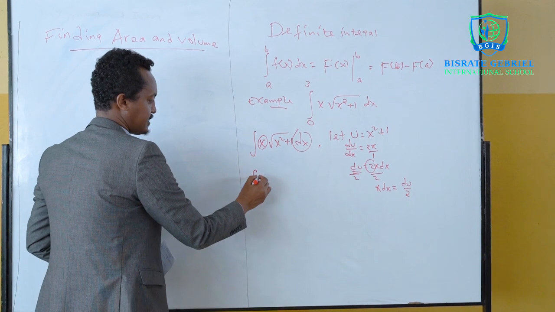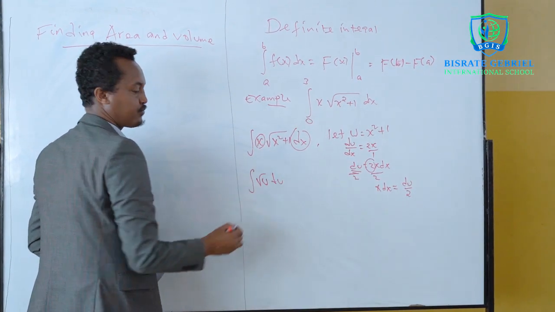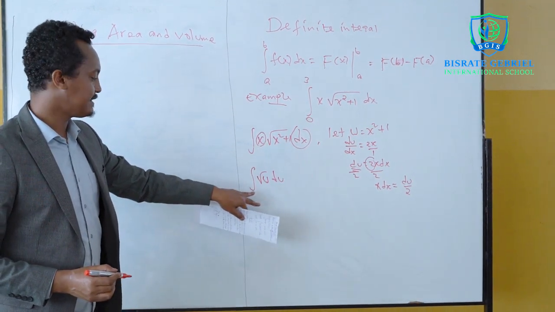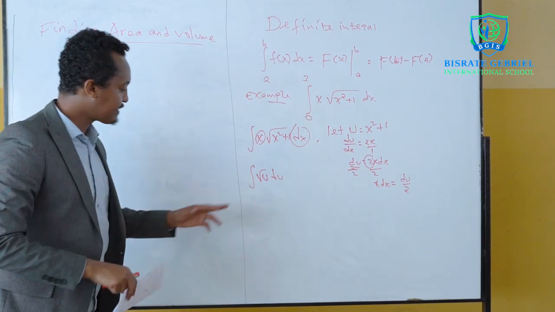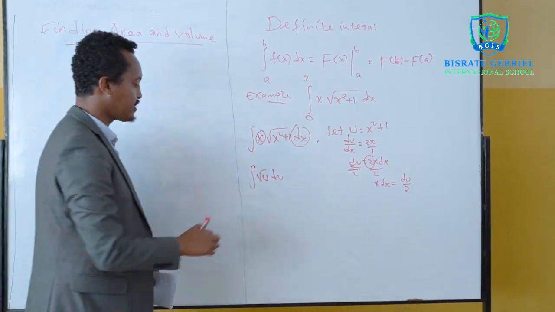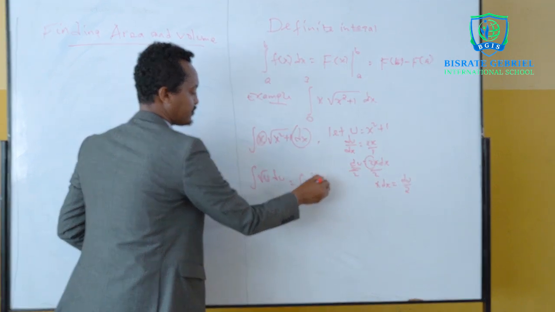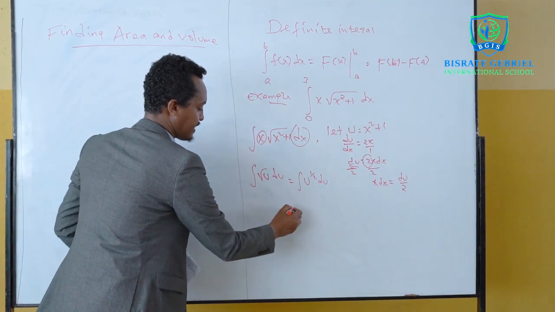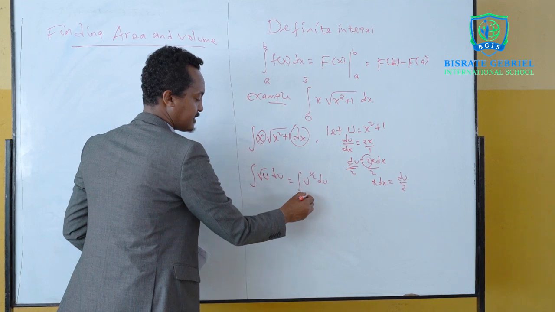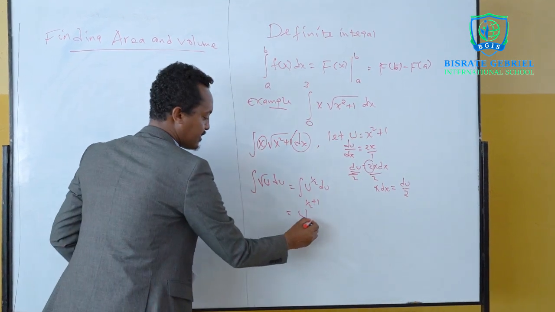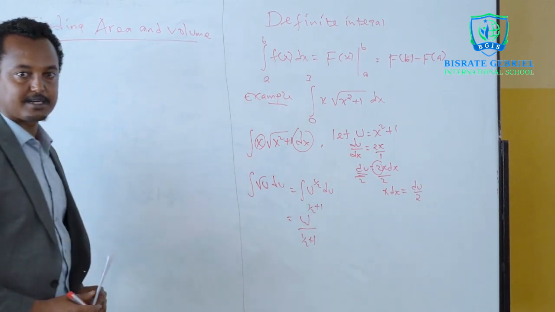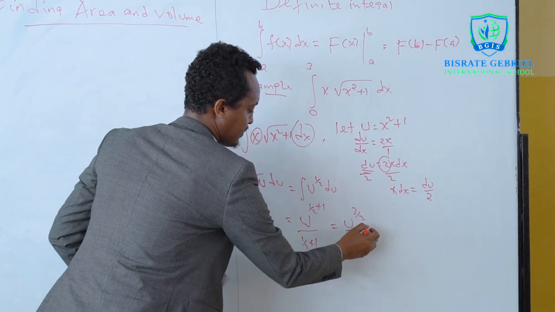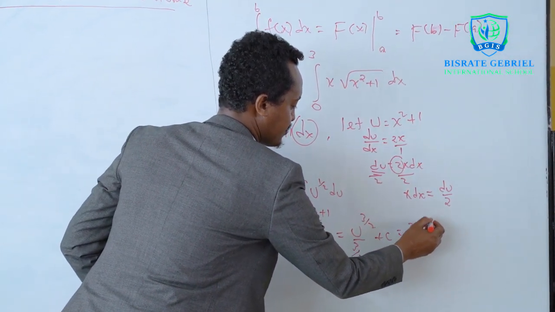Now we have changed this function into a basic function, which we call a power function. So now integrating this function is integrating a power function. When we integrate a power function, we have a rule: we take the variable and add 1 to the exponent, and divide by the new exponent, 1 over 2 plus 1. This is the basic rule of integrating a power function. So this becomes u to the 3 over 2 over 3 over 2 plus c, so that this is 2 over 3 u to the 3 over 2.